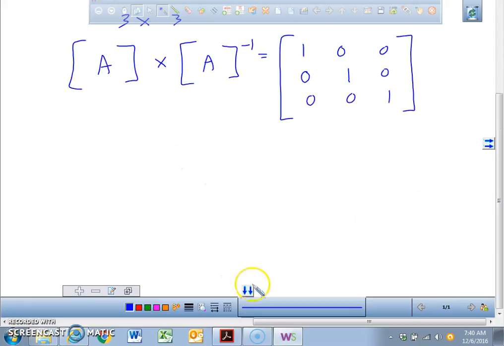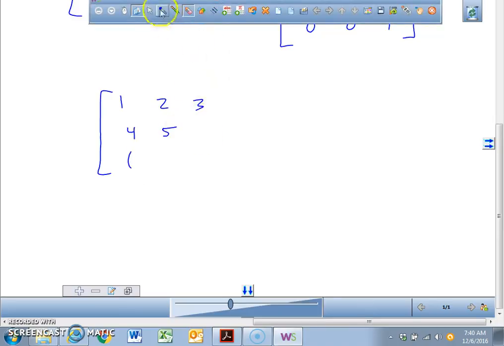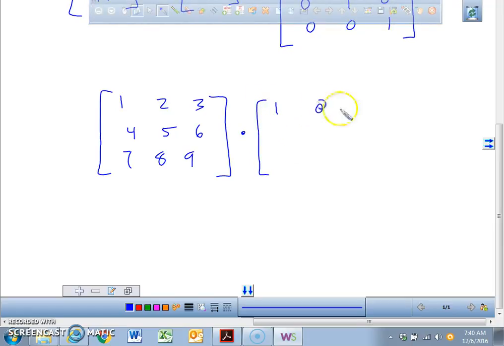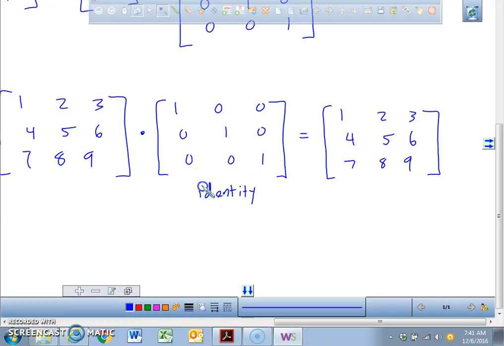Now, why are identity matrices important? Because if you take any matrix, like 1, 2, 3, 4, 5, 6, 7, 8, 9, and you multiply it by an identity matrix, Baylin, what am I going to get? Same numbers, right? 1, 2, 3, 4, 5, 6, 7, 8, 9. So once again, this is the identity matrix of a 3 by 3. Anytime you multiply a matrix times an identity matrix, you get itself.